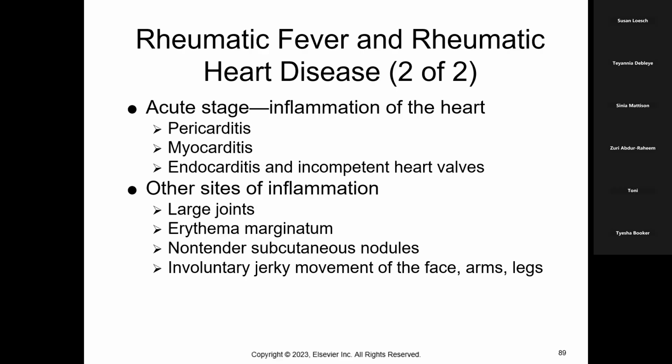Endocarditis is the most common issue. The problem with that is it affects the valves. It causes them to become edematous, and it causes verrucae, which is like a vegetative growth, to form on the outside of it. The mitral valve is the one that's most frequently affected.